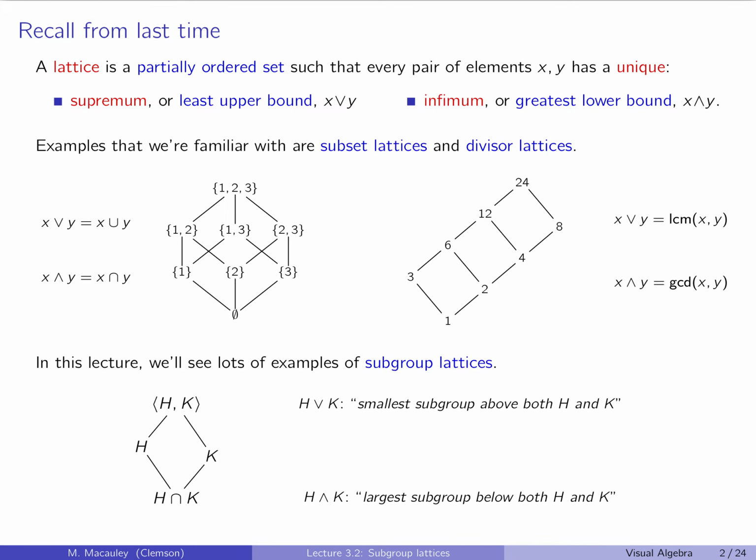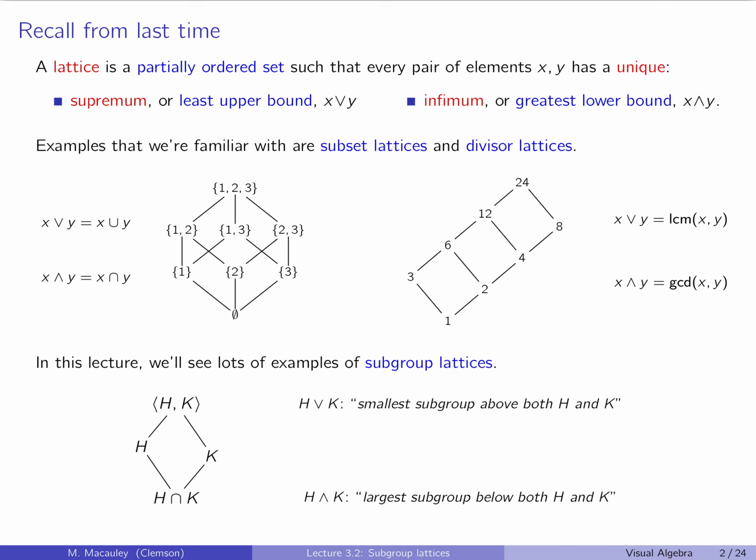Let's start this lecture with a quick refresher of what a lattice is. This slide was taken directly from the previous lecture, so I will refer you to that for more details. A lattice is a partially ordered set such that every pair of elements, x and y, has a unique supremum, or least upper bound, and infimum, or greatest lower bound.